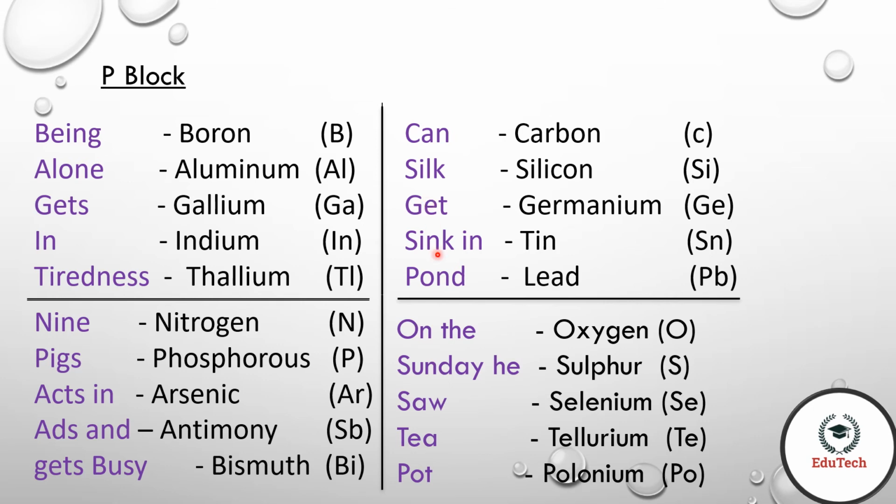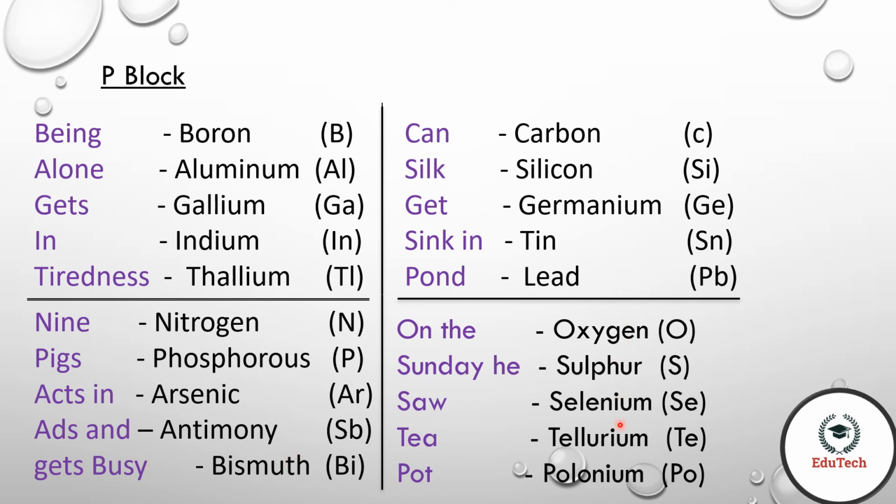Can silk get zinc in pond? Can represents carbon, silk represents silicon, get represents germanium, zinc in represents tin, pond represents lead. Nian picks acts in ads and gets busy. Nitrogen, phosphorus, arsenic, antimony, and bismuth. Nian represents nitrogen, picks represents phosphorus, acts represents arsenic, ads represent antimony, busy represents bismuth.